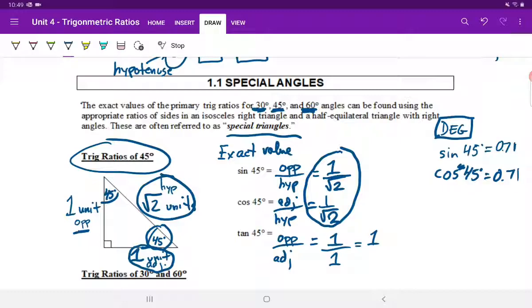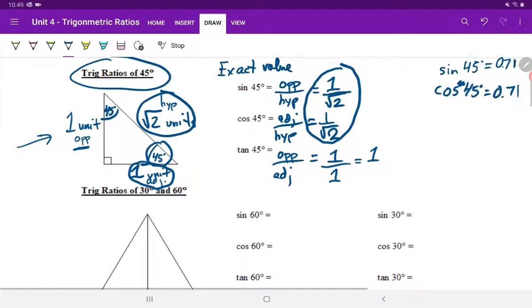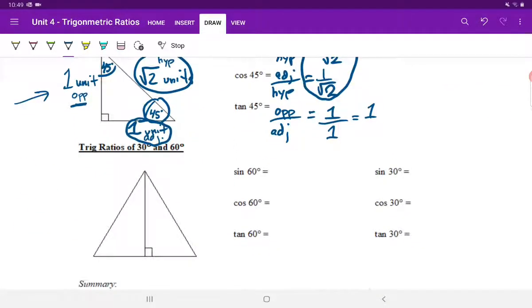Okay? So that's one special triangle that you do need to memorize what this triangle looks like, the 1, 1, square root 2, okay? And the other one that you have to memorize is here. It's our 30 and 60 degree angle, 30, 60, 90 degree angle.